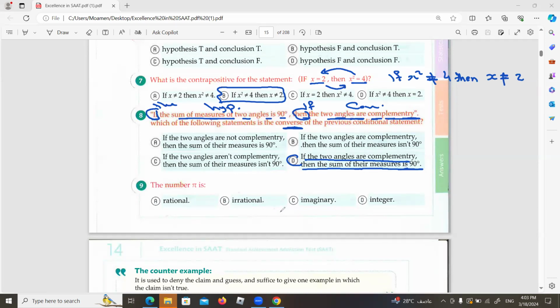Problem number 9. The number pi, as we said, the number e, the square root of a non-perfect square number, and the cube root of a non-perfect cube number are irrational numbers. So if I ask you about pi, it is an irrational number.